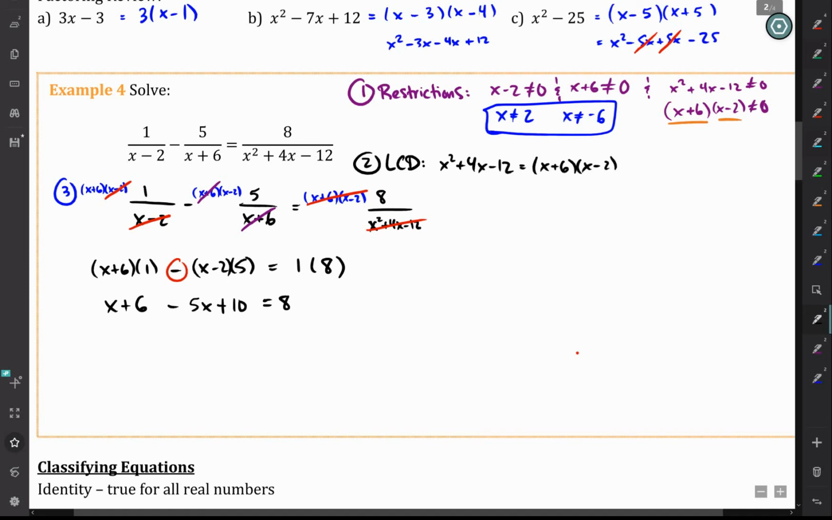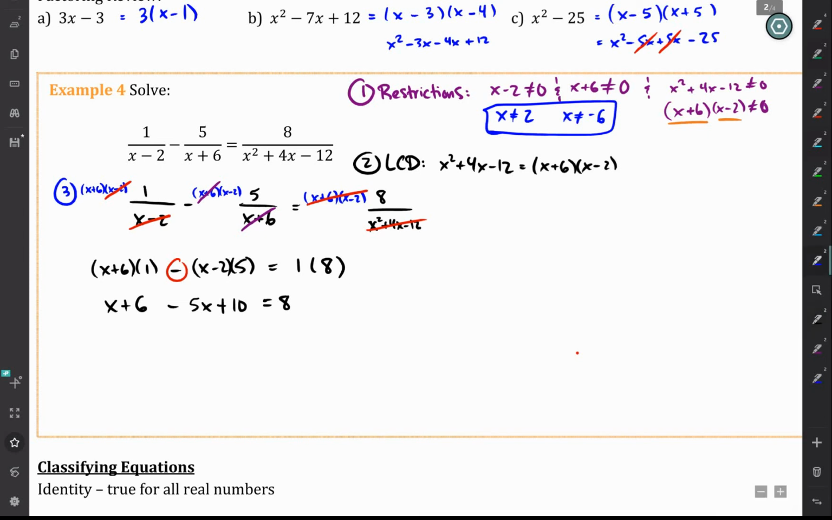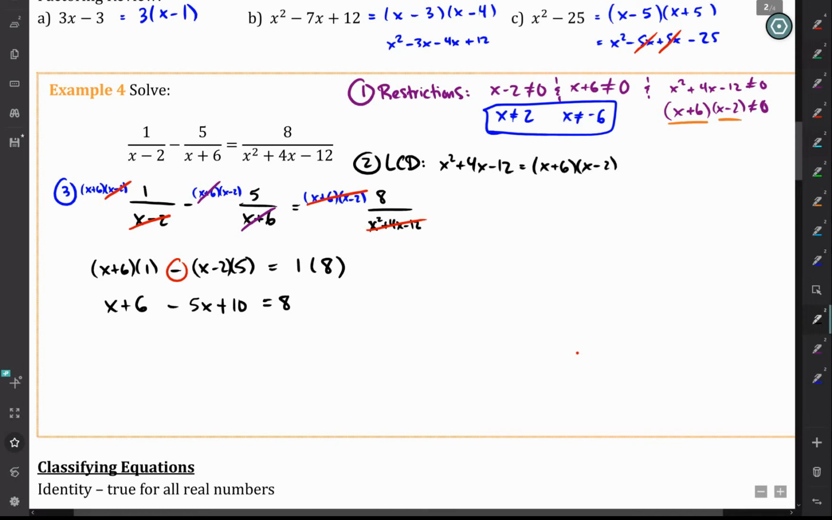And so now I'm going to combine like terms. I'll get x minus 5x is negative 4x, and then 6 plus 10 is 16, so that's plus 16 equals 8, and I'll subtract 16 from both sides, and I should get negative 4x equals negative 8. So x equals 2.